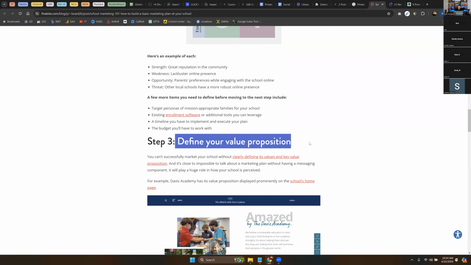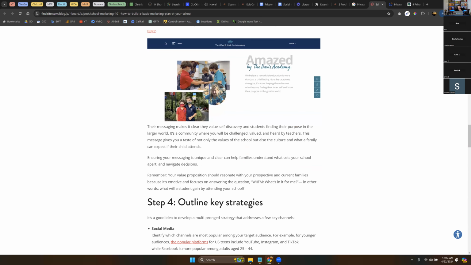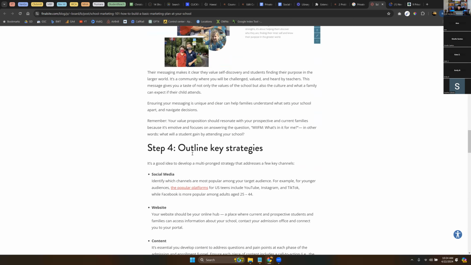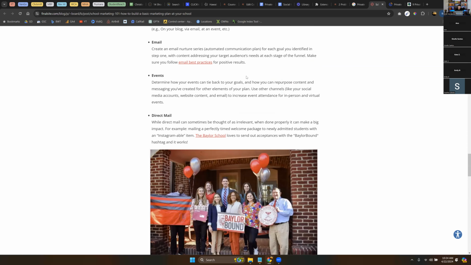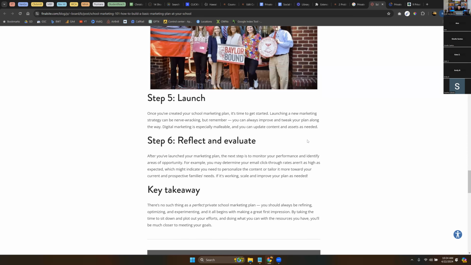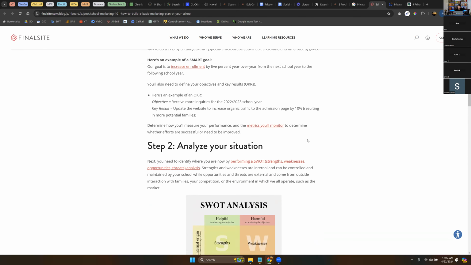Define your value proposition. Okay. How are you bringing value to the people that you're offering it to? All right. Outline key strategies. All right. I disagree with this. Launch, reflect. We missed an entire section. Can anybody tell me what section was missed in this?